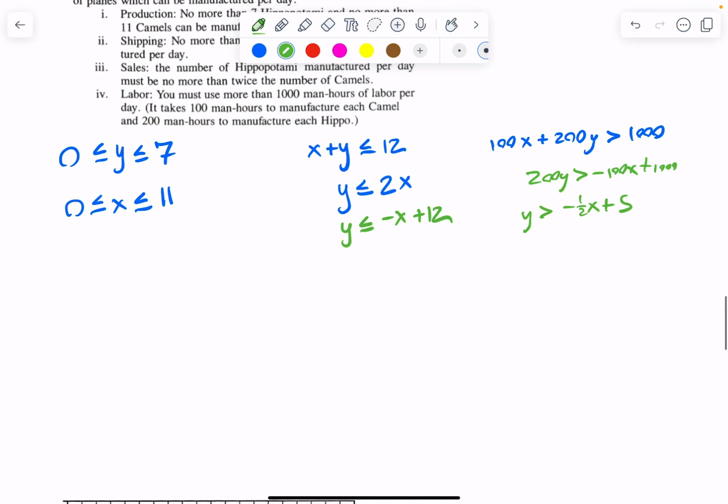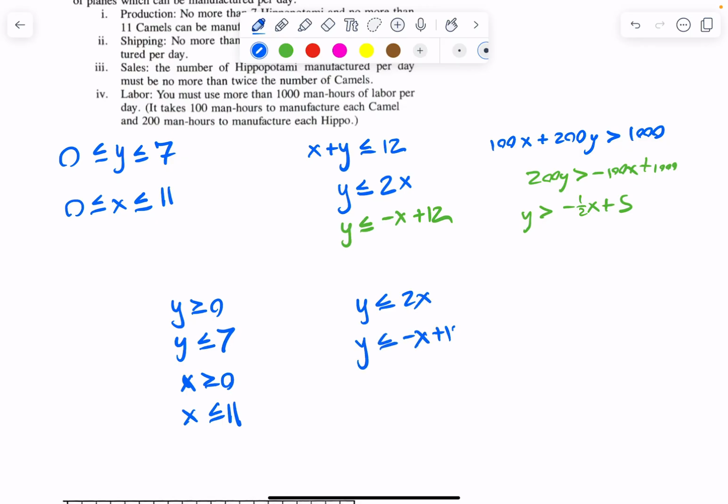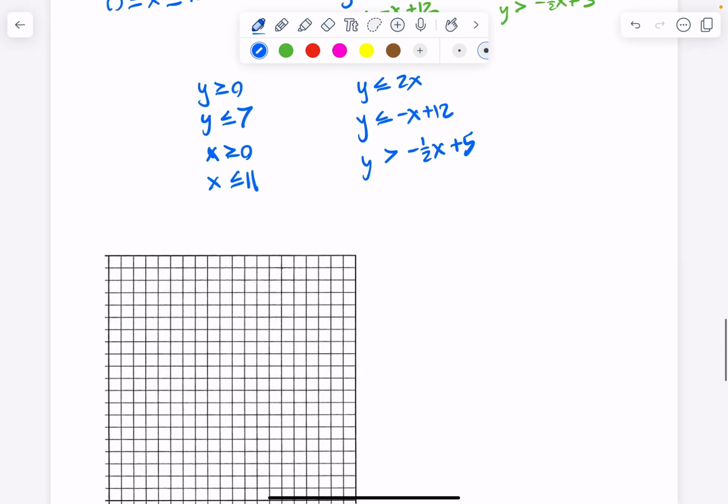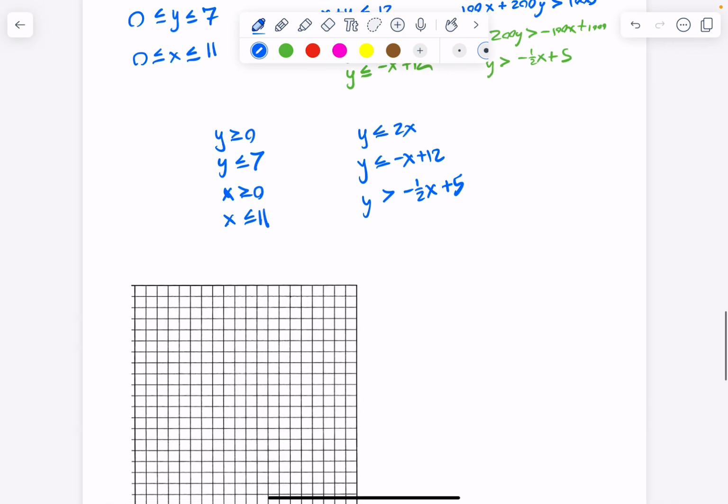So if we rewrite all of our inequalities separately, we got y is bigger than or equal to 0, y is less than or equal to 7, x is bigger than or equal to 0, x is less than or equal to 11, y is less than or equal to 2x, y is less than or equal to negative x plus 12, and y is greater than negative 1/2 x plus 5. Okay, so first things first, let's graph that, and then we'll go read all the instructions.